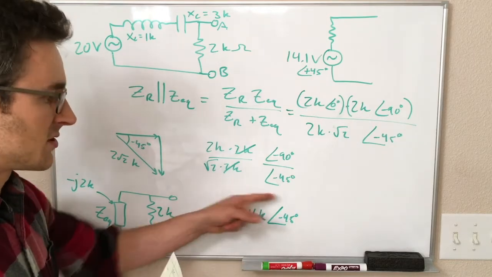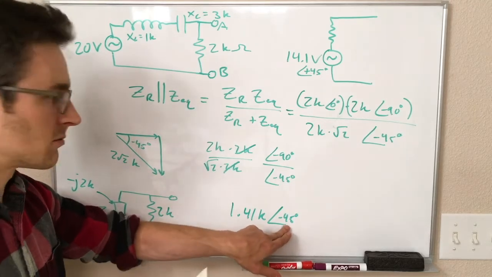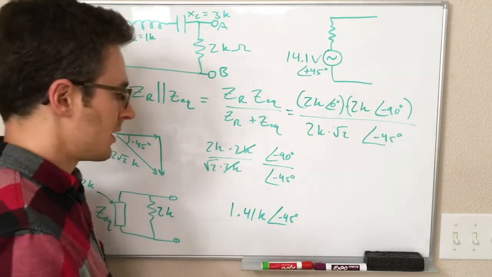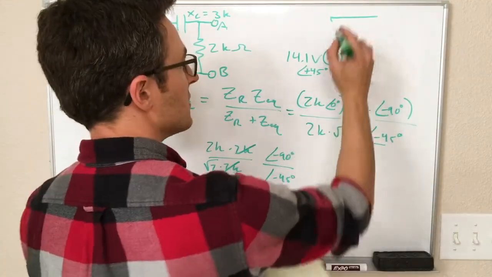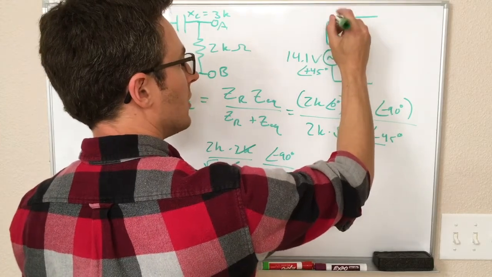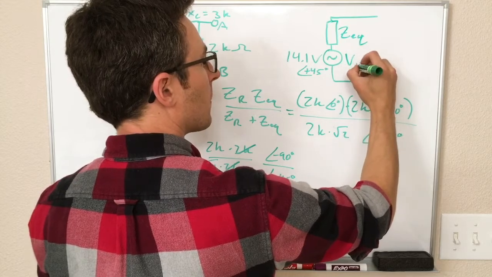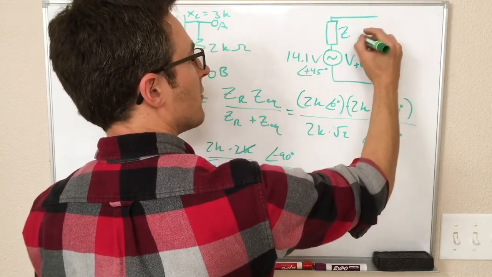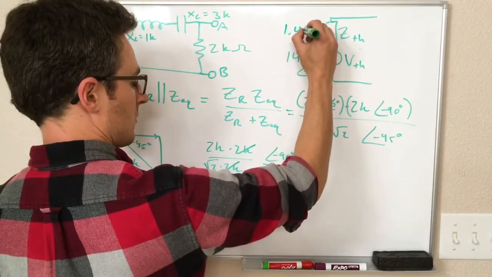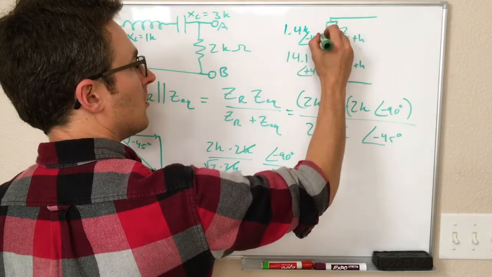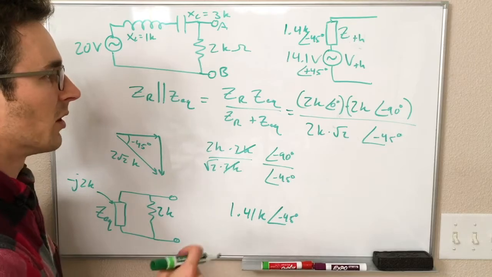So this is not a resistance, this is an impedance, and it looks like, minus 45 degrees is somewhere between a capacitor and a resistor. So I made a mistake up here. I drew this as a resistor, but of course this is a general impedance. I guess I should call that Z Thevenin. And so this value is equal to 1.4k at an angle of minus 45 degrees. So again, not quite an inductor, not quite a resistor, not quite a capacitor, somewhere in between the two.